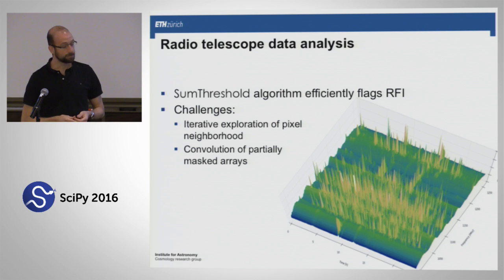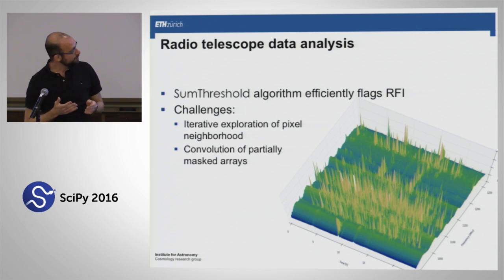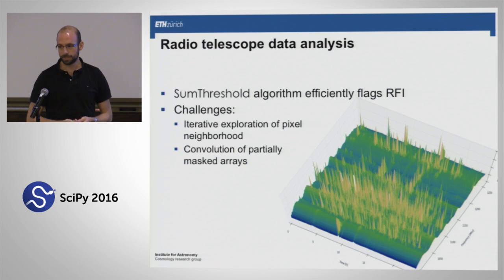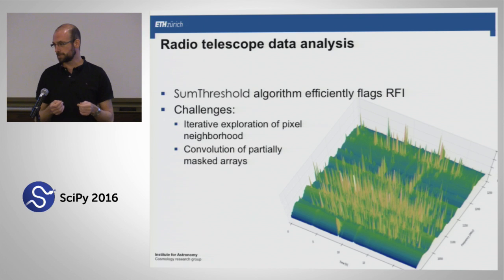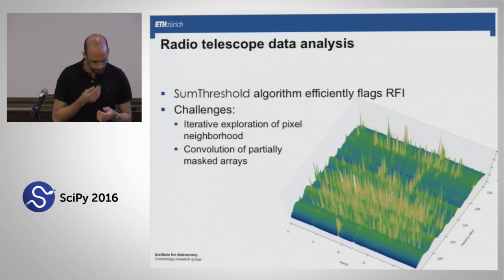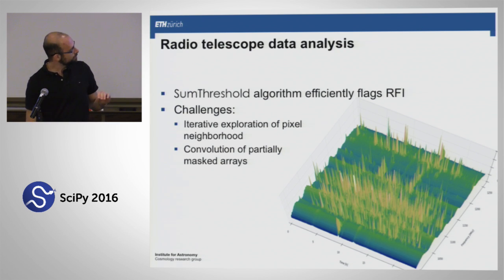So the galaxy is one of the strongest sources that we can record with our telescope, and you barely see it because we have this spiky signal all over the place. And this spiky signal is this RFI, the signal that we don't want. So it's pretty clear that we need to get rid of those spikes so that we can use the data for our science. And luckily, there's a very good algorithm. It's called sum threshold. And it's pretty good at detecting and flagging those spikes, this RFI that we don't want.